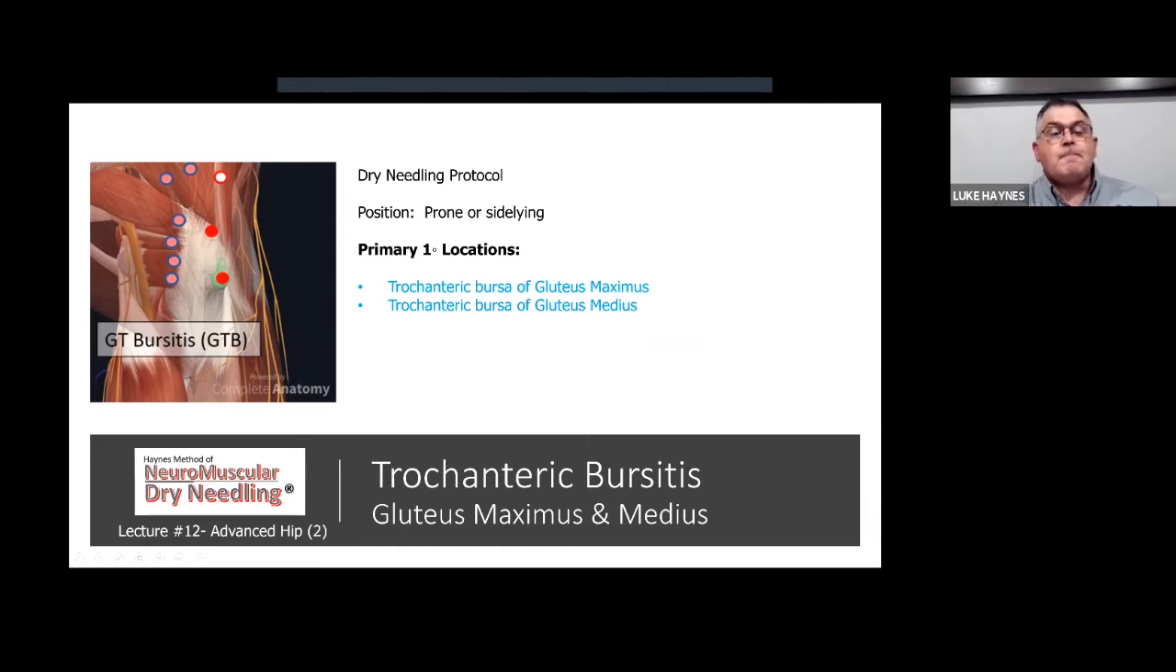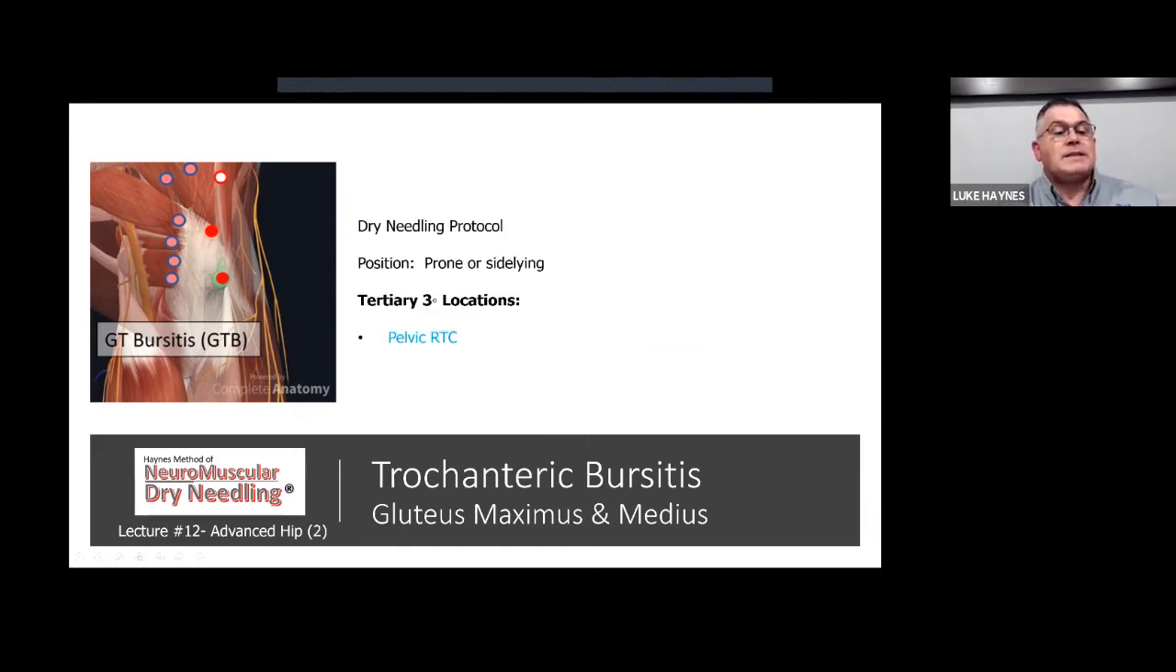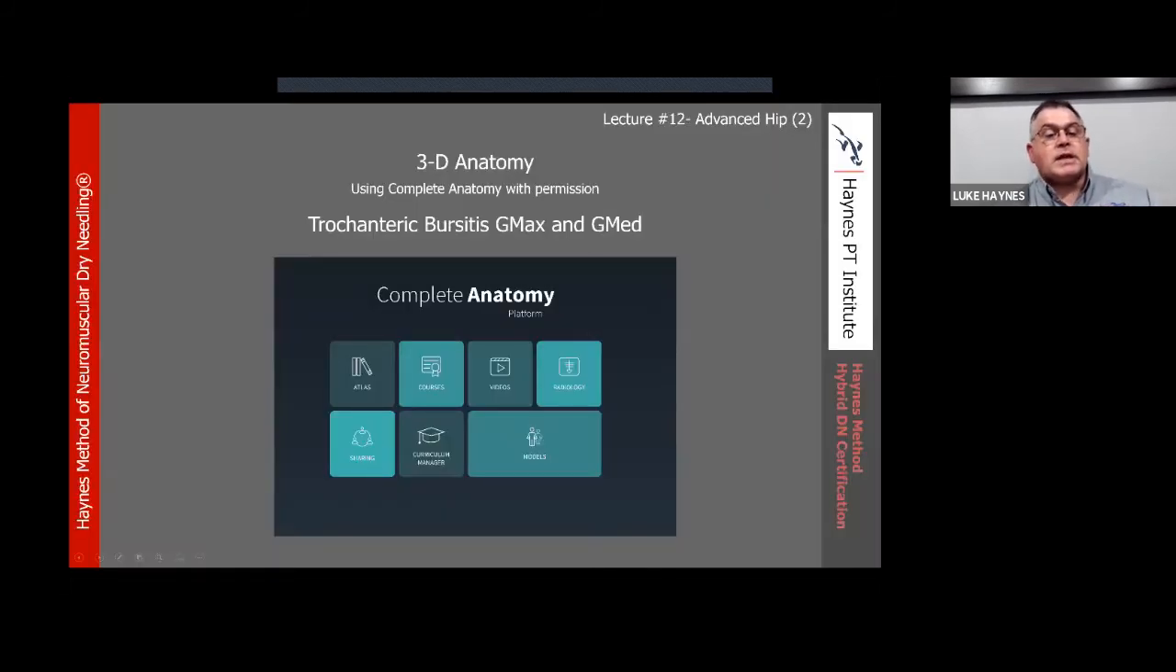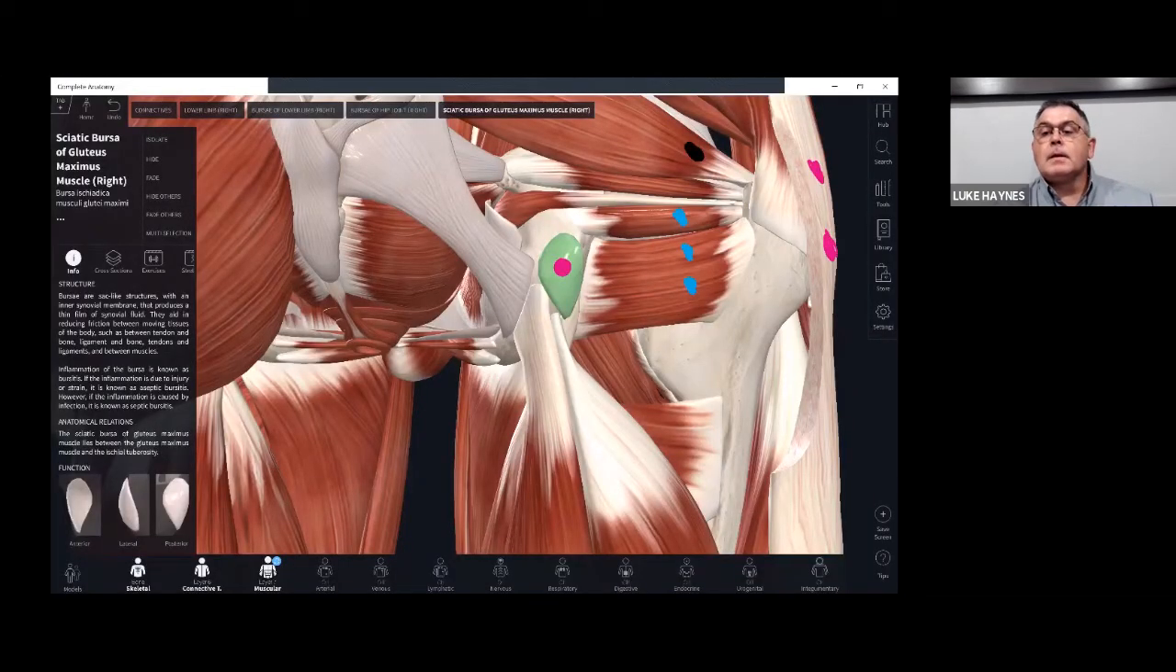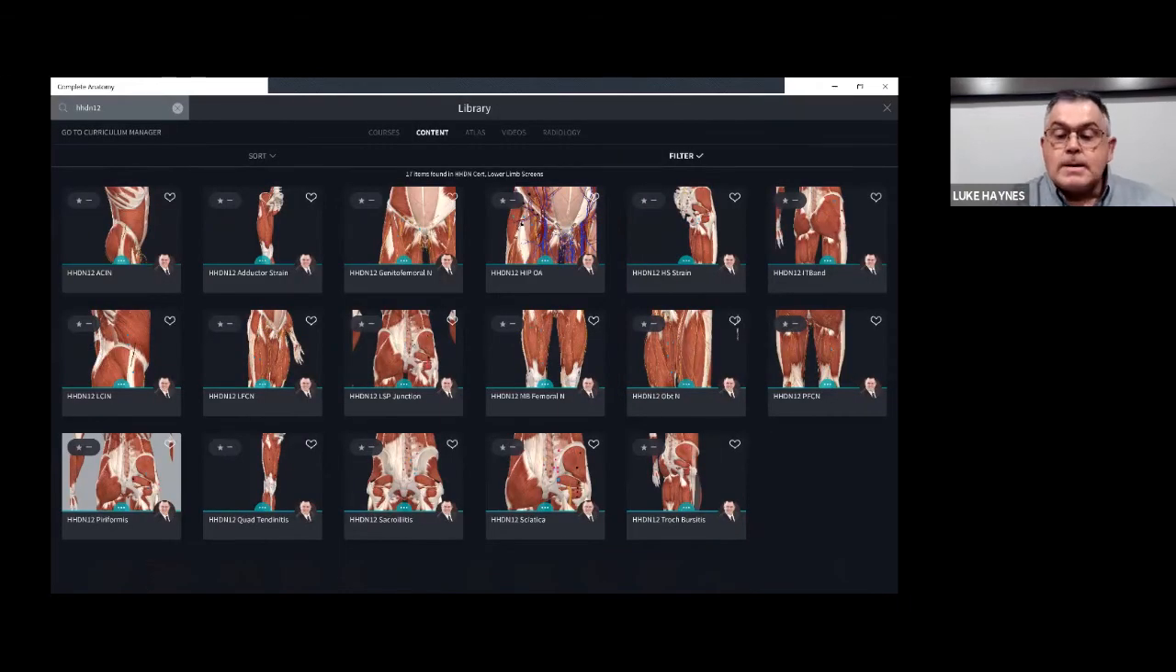Both locations here. We're going to come up. We're going to needle into the iliotibial band, since that's what's giving us a lot of that muscular tension through that IT band onto the greater troch. And then lastly, all the muscles again of the pelvic rotator cuff. Troch bursitis.